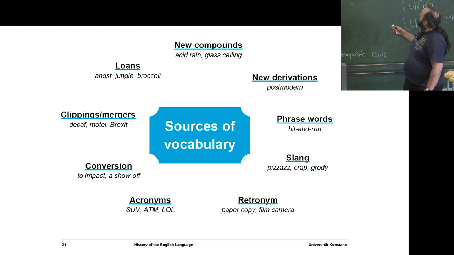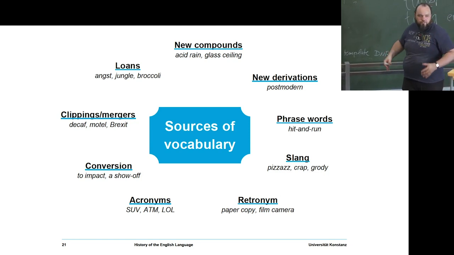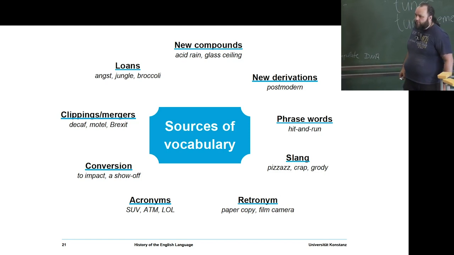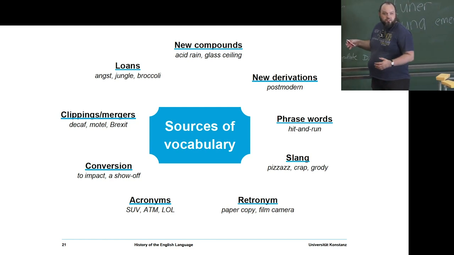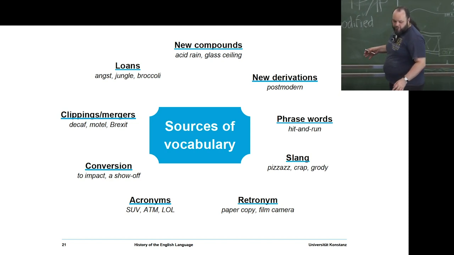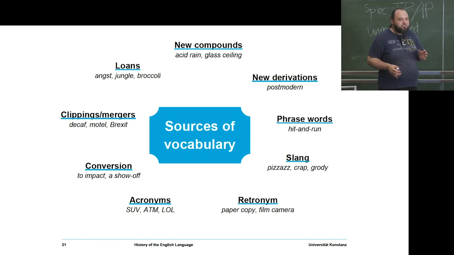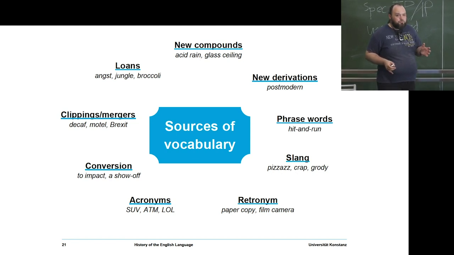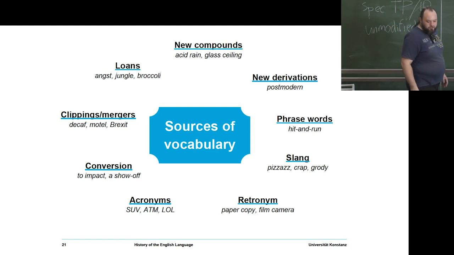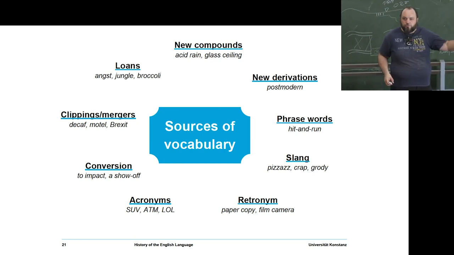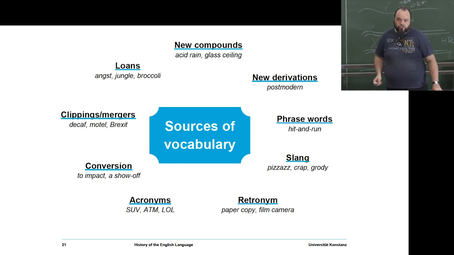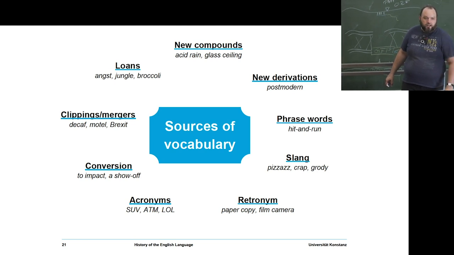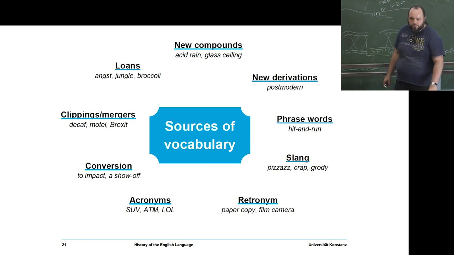You get retronyms, so these are where you sort of double part of the word, like a paper copy or a film camera. Acronyms are these things like SUV, ATM, LOL. Acronyms in general, you can distinguish between abbreviations and acronyms and initialisms, but for our purposes, we can just call them all acronyms. We get conversions, which is where you take one type of word, like a noun, and turn it into another kind of word, like a verb, to impact, from the noun impact, for instance, or a show-off, from the verb showing off, which is where you've turned a verb into a noun. It's sometimes said about the English language that any noun can be verbed.